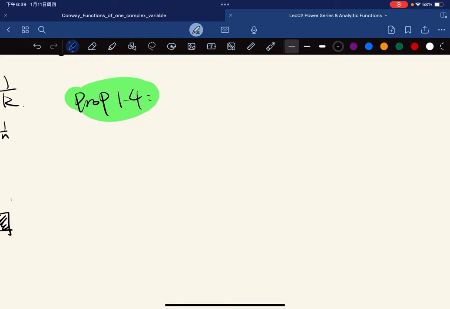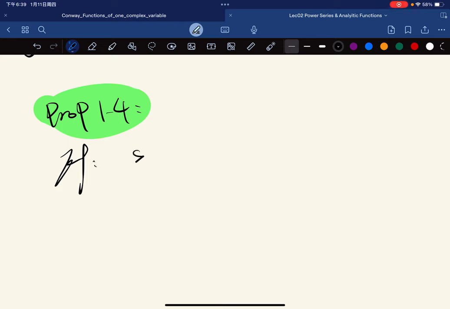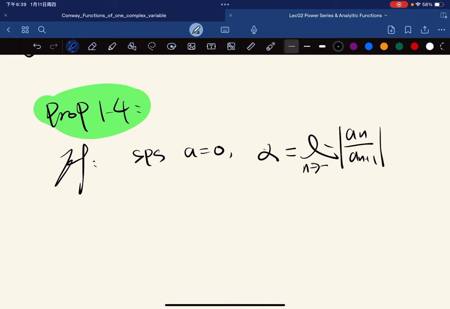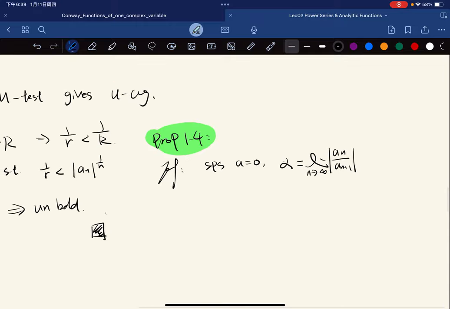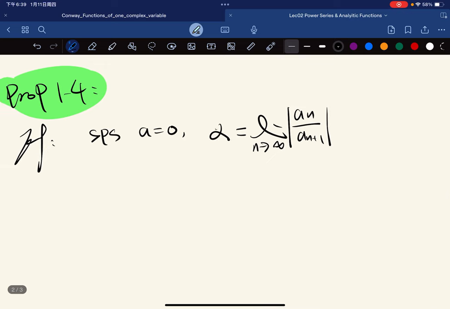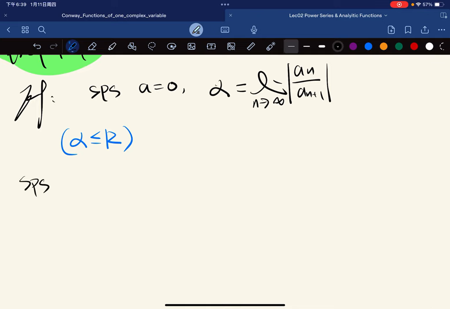Well, for this one, we first assume that A is equal to 0, okay? Let alpha equal the limit of the absolute value of a_{n+1} over a_n. This is how we define alpha. And first, we want to show that alpha is less than or equal to R. To show this, suppose that z is less than r is less than alpha. So just make some random assumption. Well, you'll see the purpose of this assumption, okay?